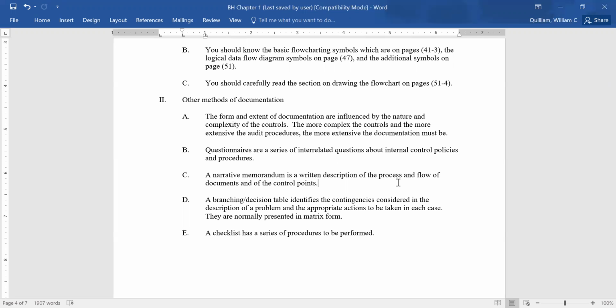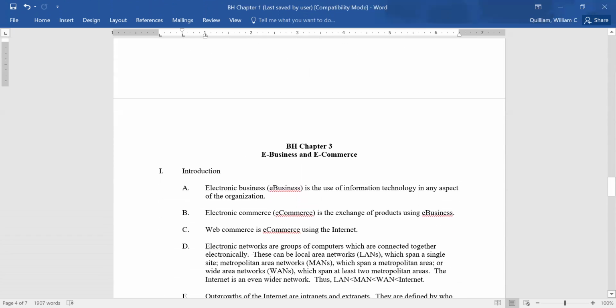Then C, a narrative memorandum is a written description of the process and flow of the documents, of the control points, or the major places where we need to have good internal control in place. For example, the point of sale is always a major control point because many things can go wrong. Then D, just to know the term, a branching or decision table identifies the contingencies considered in the description of a problem and the appropriate actions to be taken in each case. Normally presented in matrix form. That's probably not too likely to be on the CPA exam. And finally, a checklist has a series of procedures to be performed.